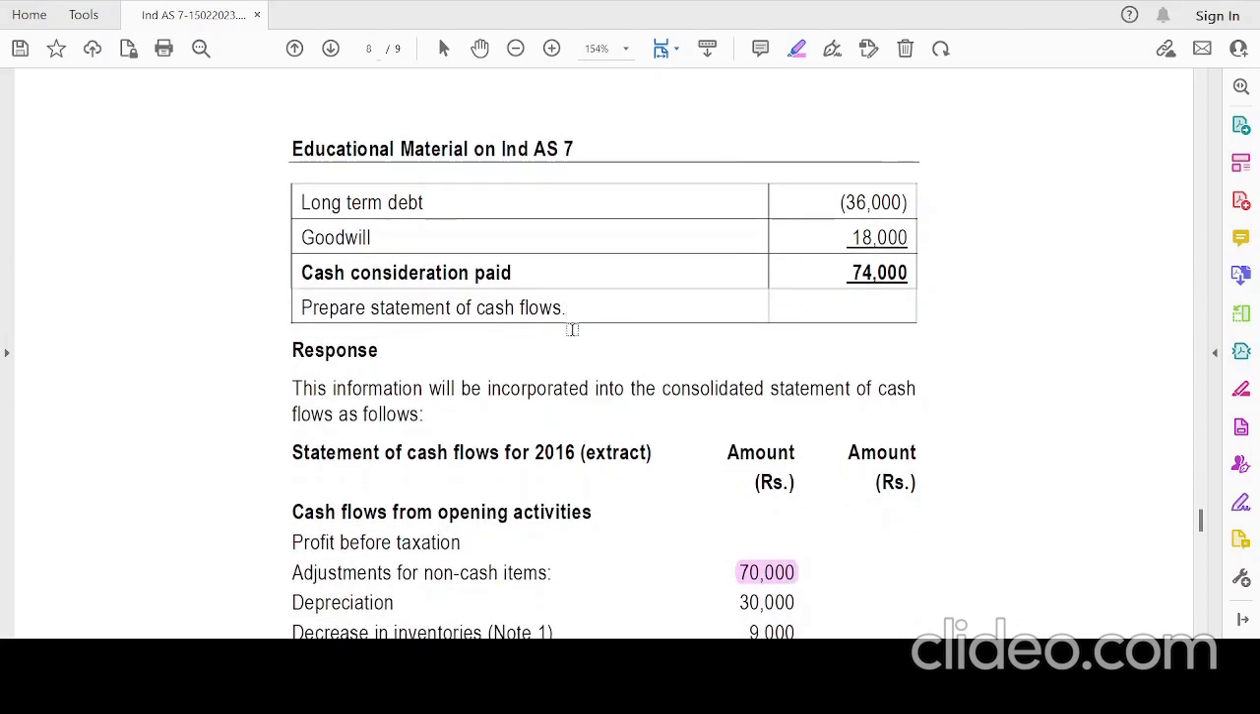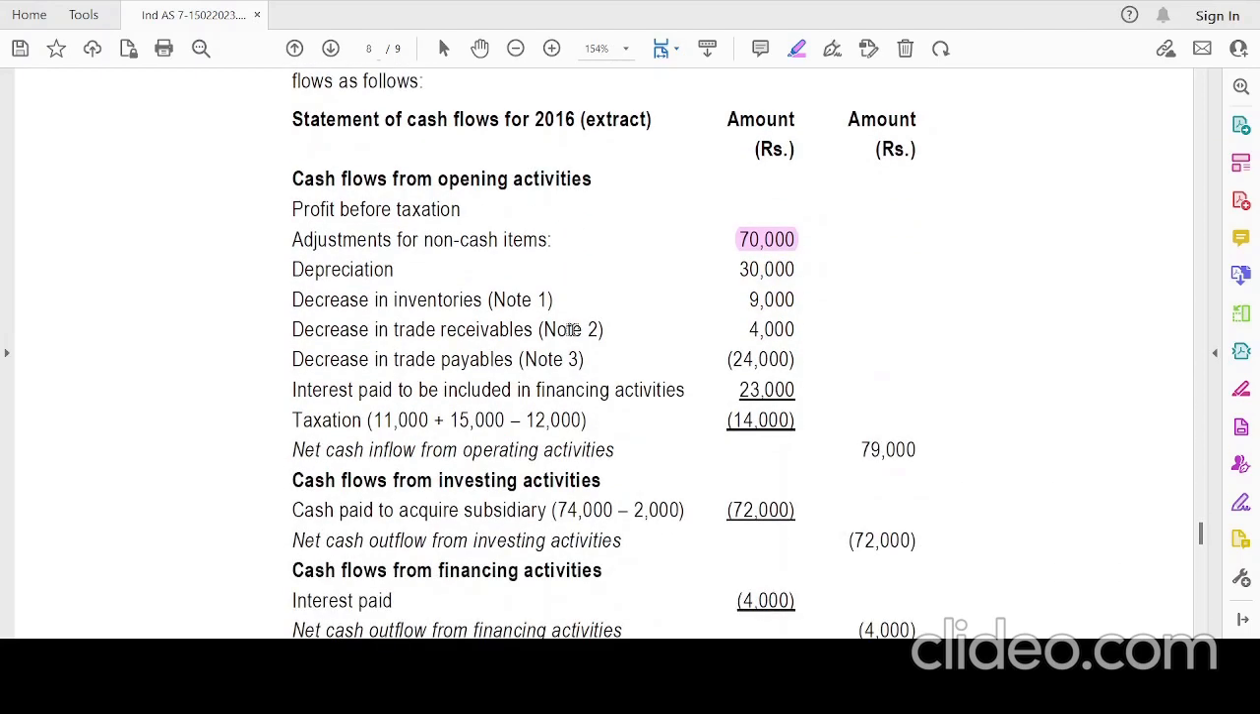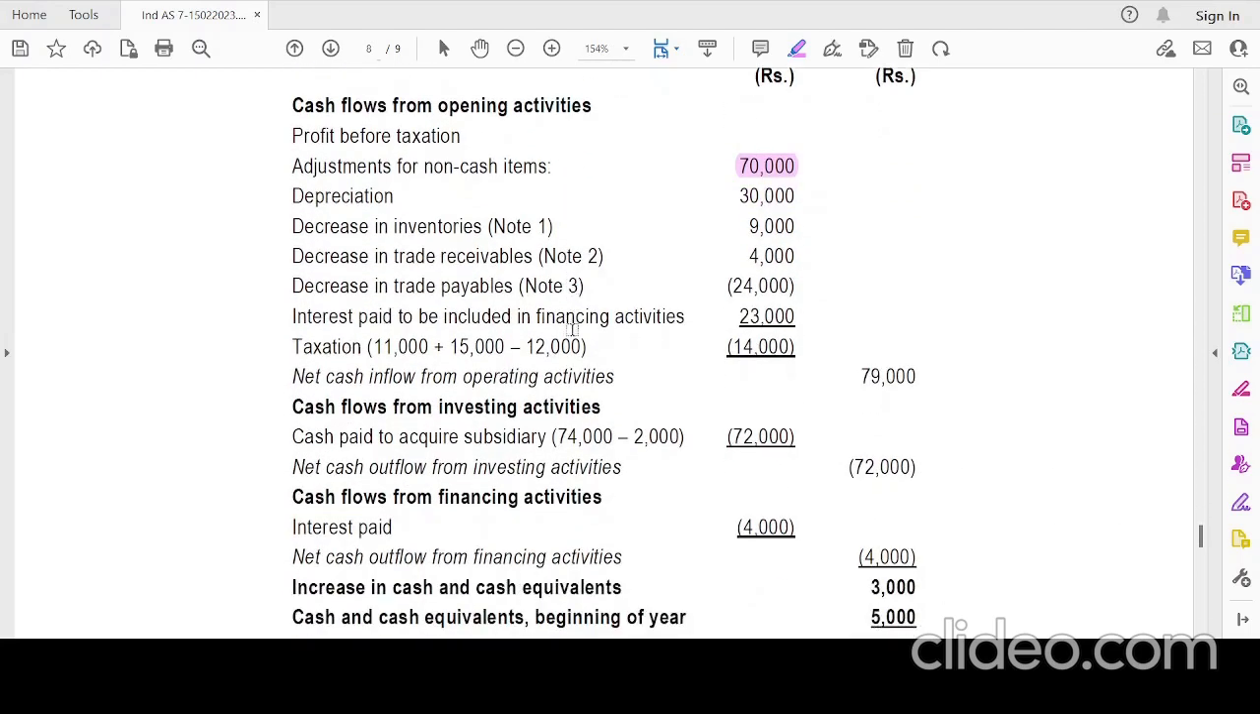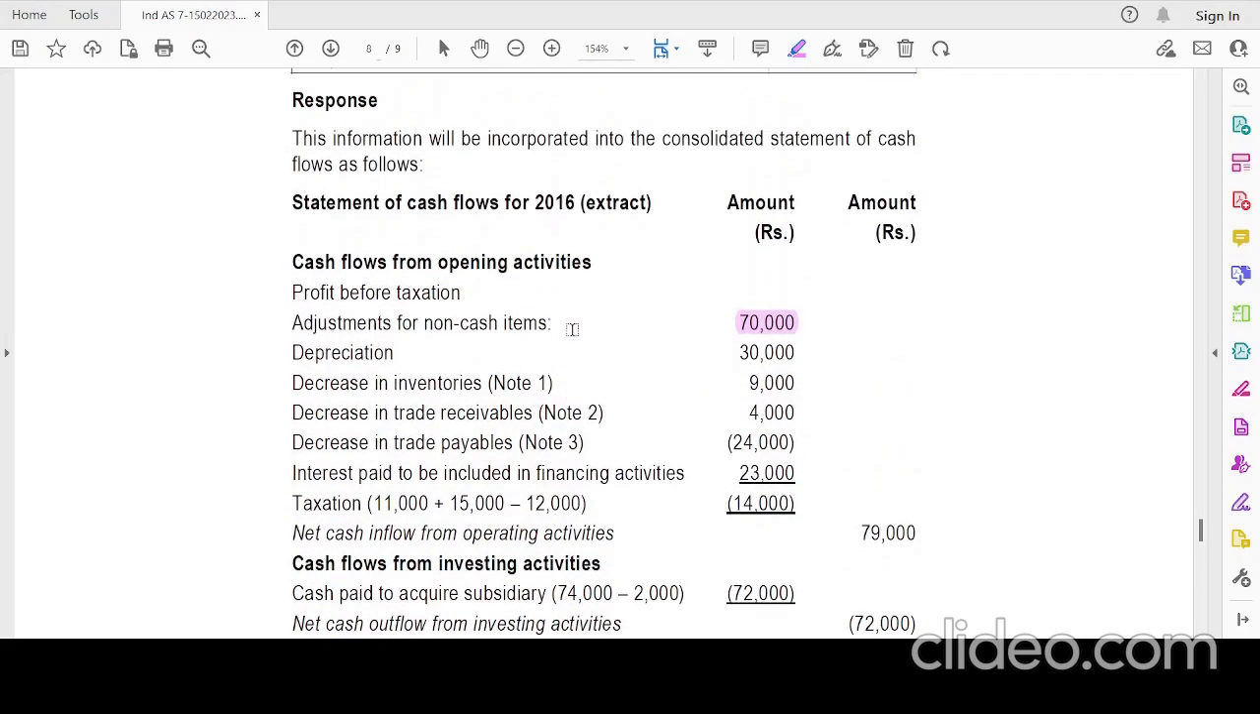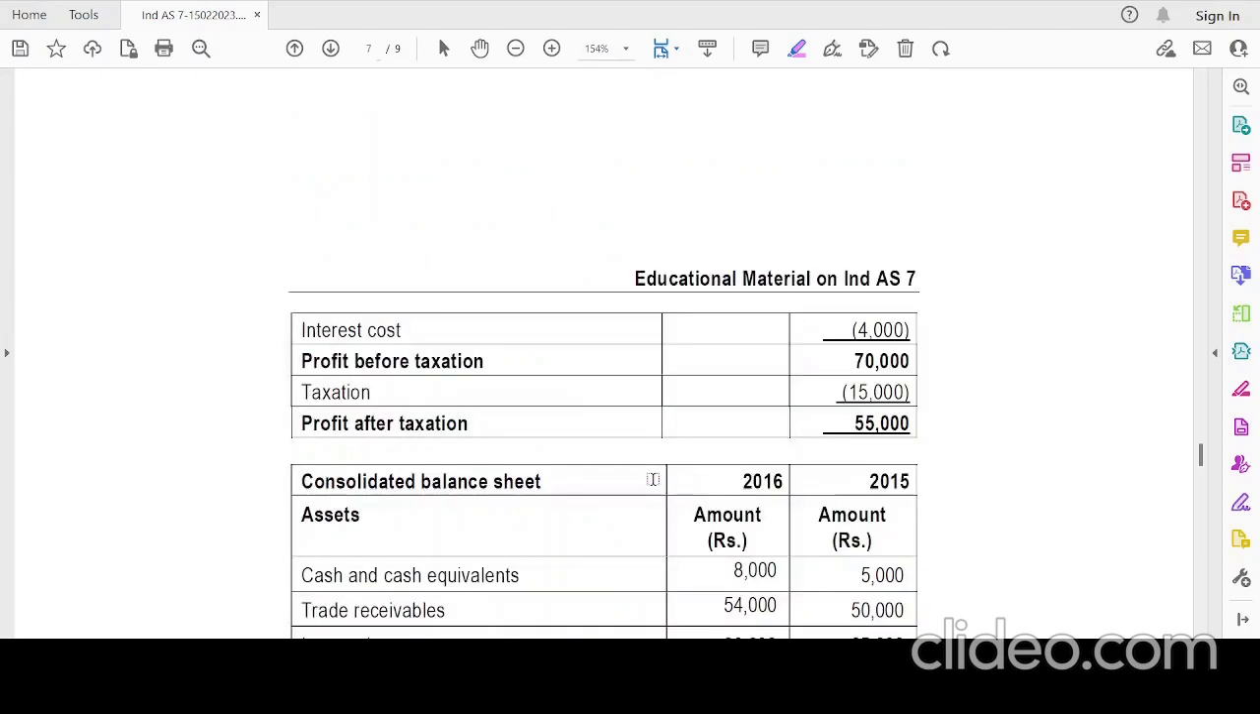I have a credit statement of cash flows. Let's first discuss what is there in the cash flow, and then we will check how we arrive at that amount. Adjustment for profit before taxation, 70,000. First are the depreciation entries, decrease in trade receivables, trade payables. These are operating activities, right? Interest paid is to be included in financing activity, so we will remove it from operating activities and charge it to financing activities.